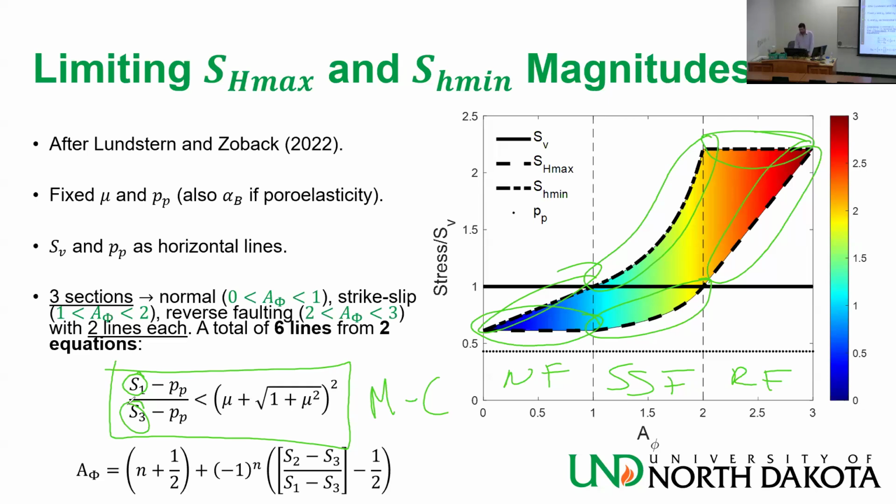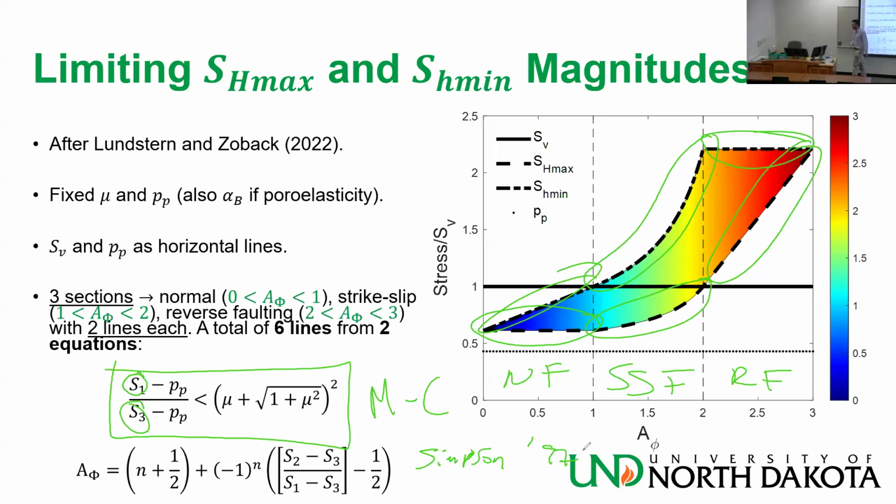And the second equation is that from Simpson 97, which basically tries to collapse all three stress values for the in situ stresses into one, alpha phi. That is varying from 0 to 3. From 0 to 1 is normal faulting. From 1 to 2 is strike slip faulting. From 2 to 3 is reverse faulting.